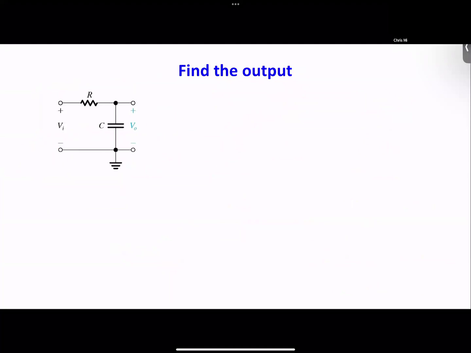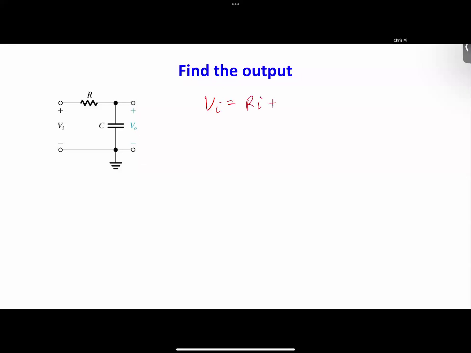Like in this circuit, we apply a voltage across a resistor and capacitor. We want to find the voltage across the capacitor. Basically, this is a voltage divider. So we can write an equation like this: VI is equal to R times I plus the voltage across the capacitor, VC.